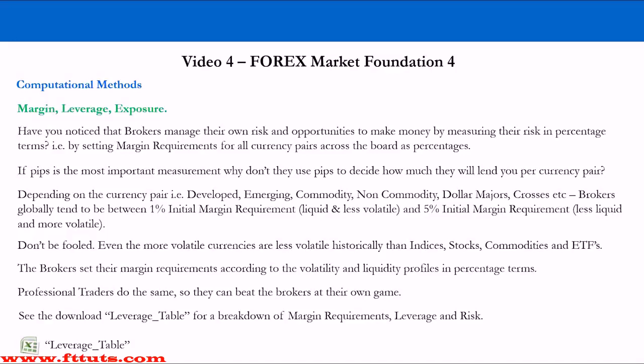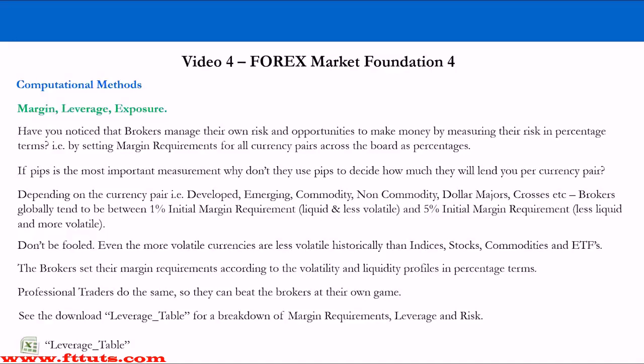And they set margin requirements for all currency pairs across the board as percentages. So if pips are the most important measurement, why don't they use pips to decide how much they're going to lend you to trade for a currency pair? Well, they measure their own risk in terms of percentage, but they want everybody to think in terms of pips. And if they achieve this, they basically have thousands of dumb money clients who can't calculate their risk correctly, which is a perfect situation for them.